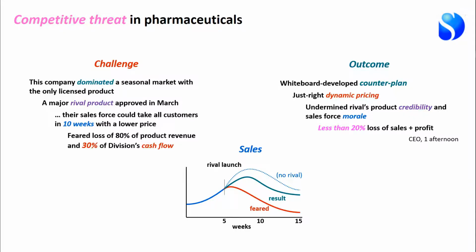Now, he was going to lose something in this situation. It wasn't going to be a case of being able to keep all of his sales, but he managed to keep that loss to less than 20% of the sales that he would otherwise have achieved. And this was really fast, we did this in an afternoon. And John took the model away and continued to use it through the 15 weeks of the competitor's product launch.